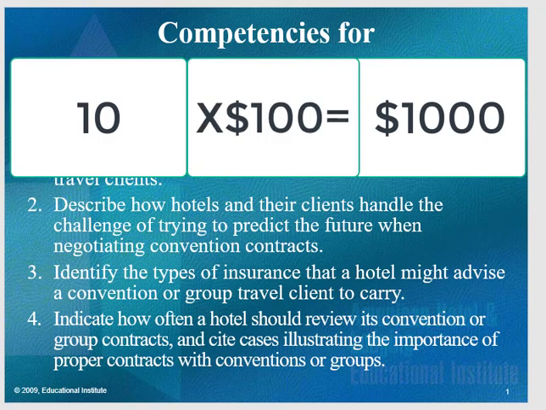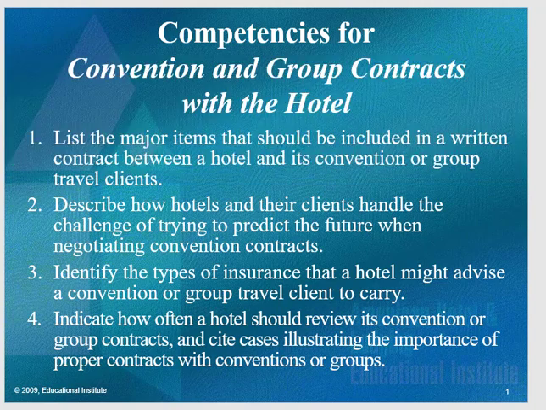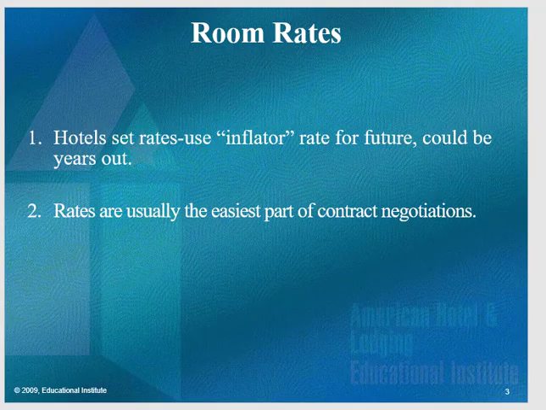10 rooms times $100 each equals the $1,000 we need to make money. Here is where we run into our requirement to predict the future. Remember, convention contracts are sometimes negotiated for events that will happen in the future, sometimes years in the future. We know what we would have to charge per room today, but how do we know what to charge 2 or 3 years from now?